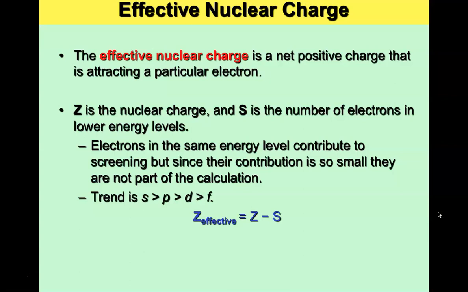When we figure out our Z effective, it's just Z minus S, number of protons minus number of core electrons, which gives you your overall Z effective. Again, for us, it is a whole number, always.